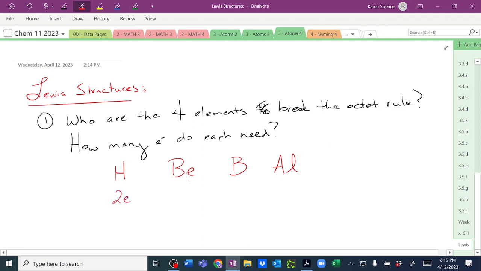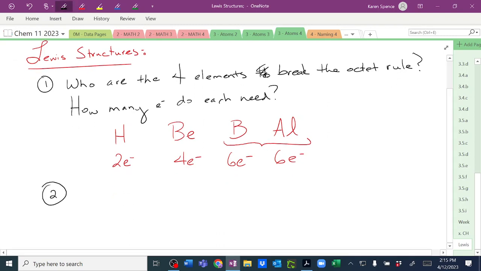How many electrons does hydrogen need? 2. How many does beryllium need? 4. How many does boron need? 6. And don't get carried away and say aluminum needs 8, because otherwise it would not be an exception to the octet rule. It would just follow the octet rule. It also just needs 6. And if you remember, we talked about this being like B-ball. Ball is like one word, so they have the same number of electrons that they need.